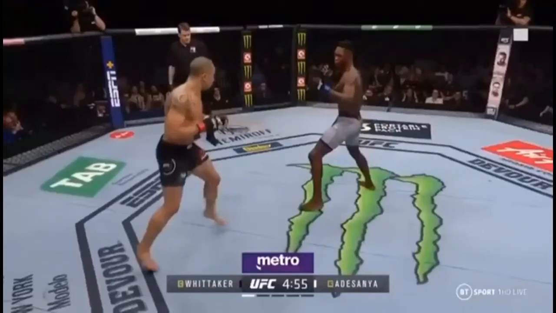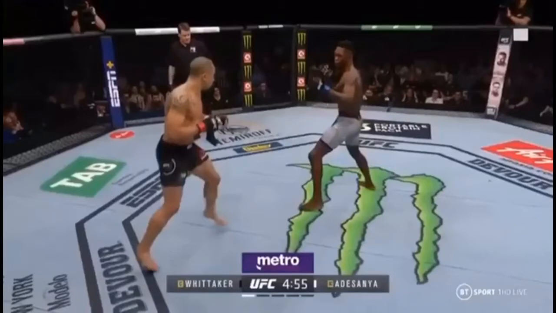Okay, we're gonna be looking at the hidden patterns and tendencies of Robert Whittaker, which led to Israel's knockout. So the first thing we're going to look at is right at the start of the fight, the first exchange. If you look at the way Robert dips his head, it's towards his right, and he keeps this pattern and tendency the whole way through.